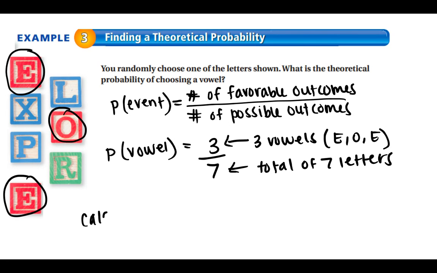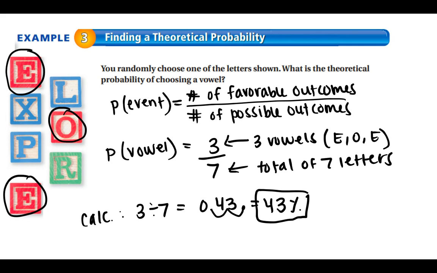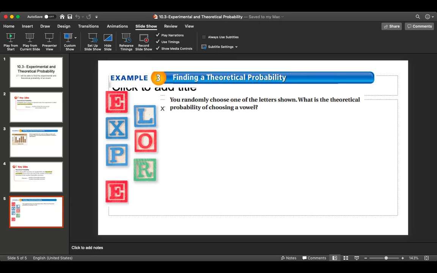Or in your calculator, remember, you can do 3 divided by 7, and that's going to give you the decimal 0.43. Move it to the right 2 times, and you're going to get 43%. So the theoretical probability of choosing a vowel is 43%, 3 over 7, or 0.43. That is how you are going to be finding the experimental probability and the theoretical probability. Make sure you have both of these setups, and you are going to practice it with the Big Ideas homework when you go to do that today.